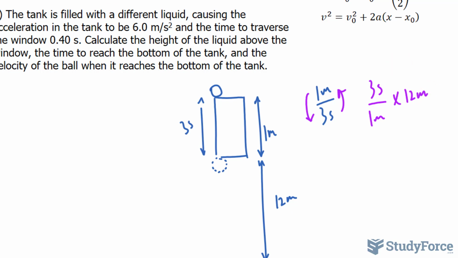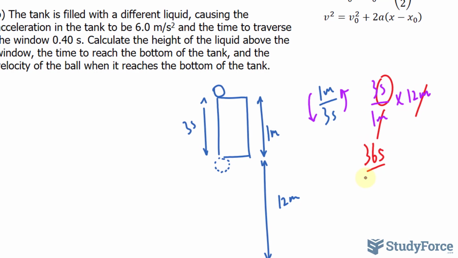Look what happens to the units. This meter unit and this meter unit cancel out, leaving you with only seconds. So 3 times 12 is 36 seconds.